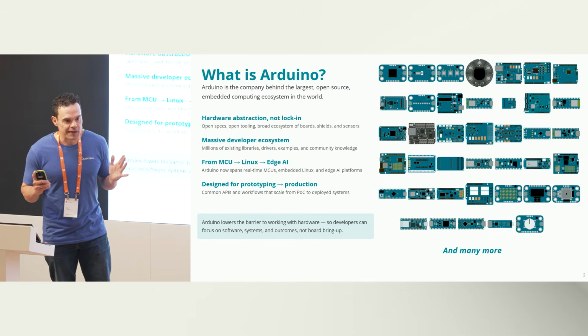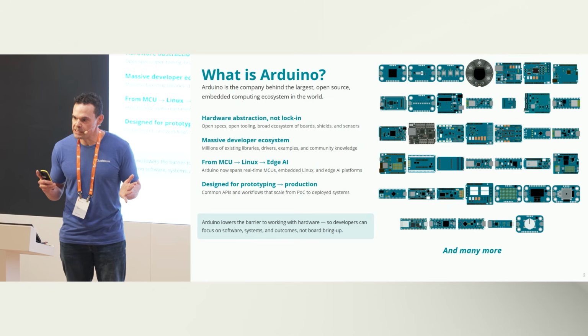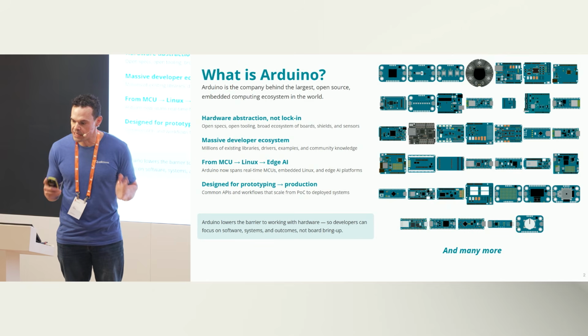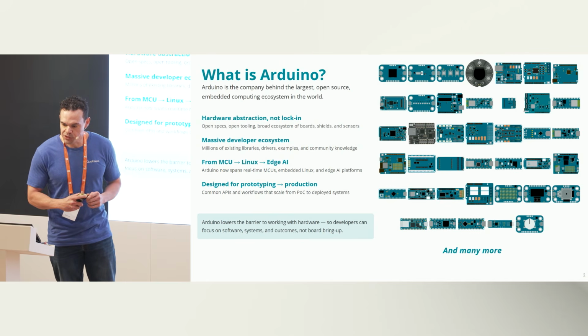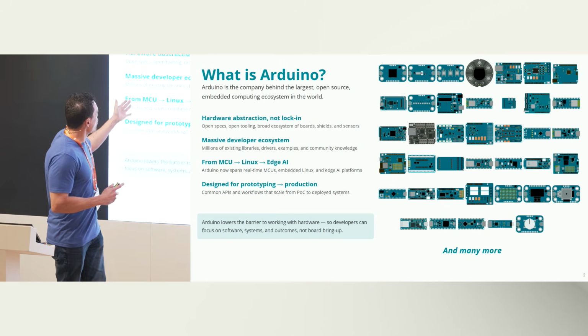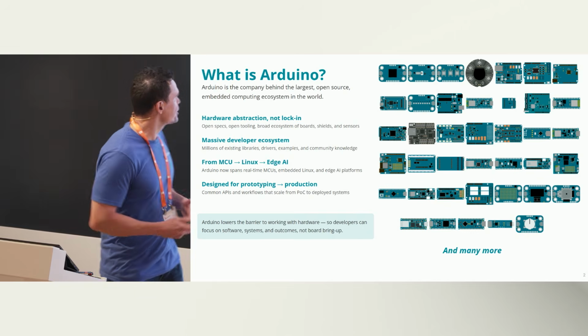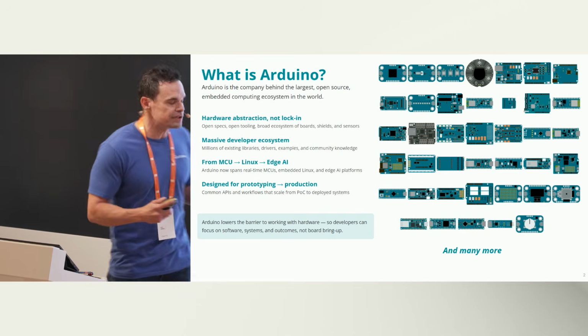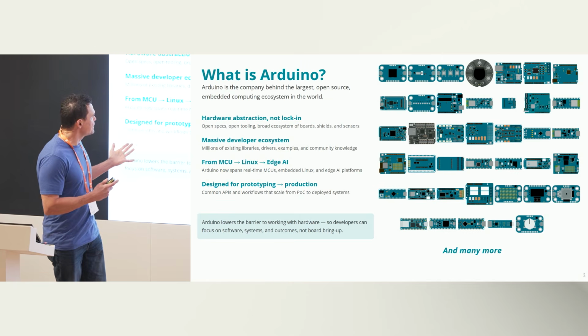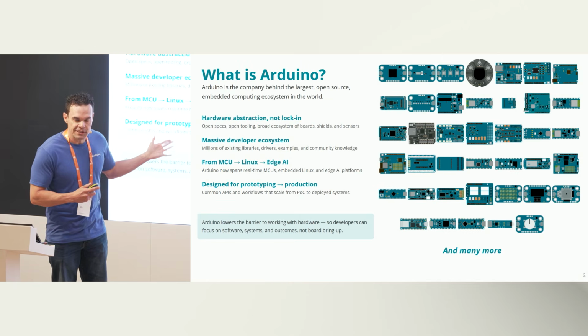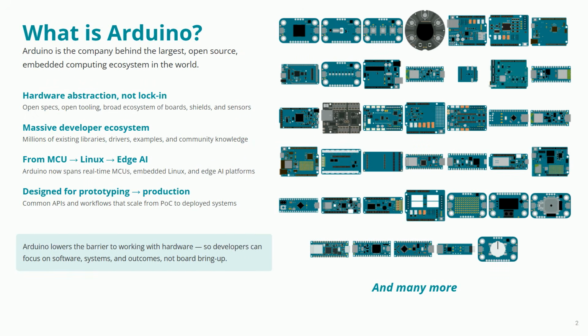What is Arduino? I'm assuming most people have heard about it, but at a high level, it's an open ecosystem designed to reduce the friction between an idea and a working system. It does this through hardware abstraction. It's got open specs, open tooling, a broad ecosystem of boards and shields that are backwards compatible with previous Arduino generations. There's a massive developer ecosystem, millions of libraries, drivers, examples, community knowledge. It's from the MCU to Linux to Edge AI. And I'm going to talk about how the VENTUNO Q brings the Qualcomm processor side to the MCU side and how it's all connected together with App Lab. It's designed for prototyping to production. How can you take your great ideas and actually commercialize them and turn them into real-world products?